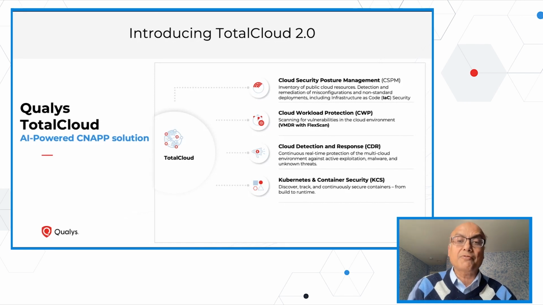This is part of our shift-left strategy. Cloud workload protection is really about detecting vulnerabilities in workloads. And that is really an extension of our VMDR product, which has flexible scanning mechanisms. So multiple different scanning mechanisms for scanning for vulnerabilities, both using agents or agentless, through the network, or with APIs.